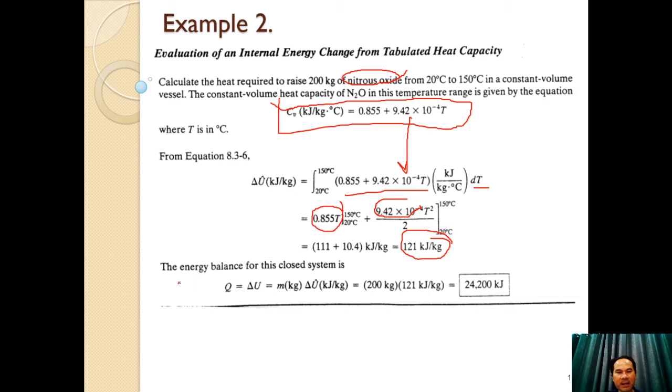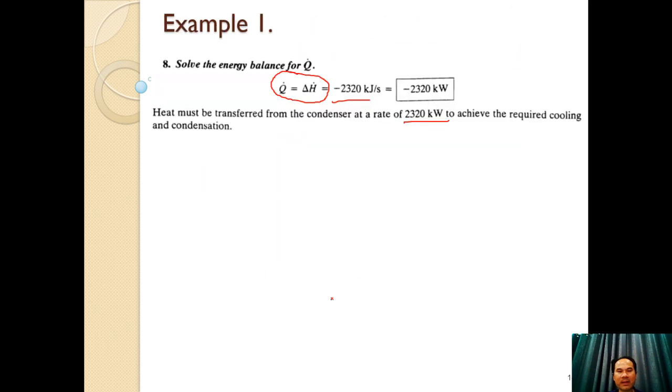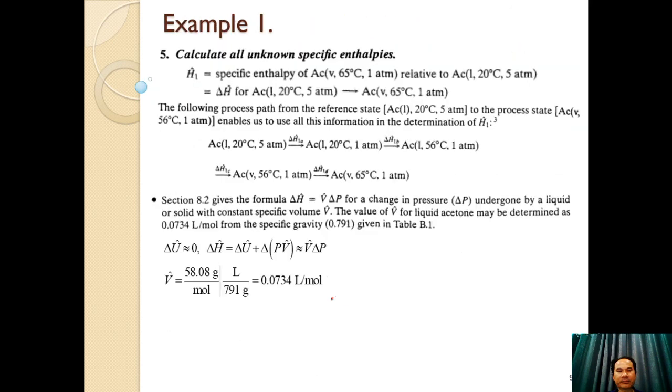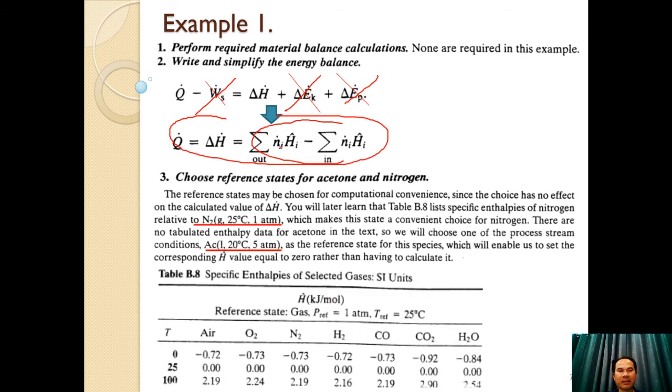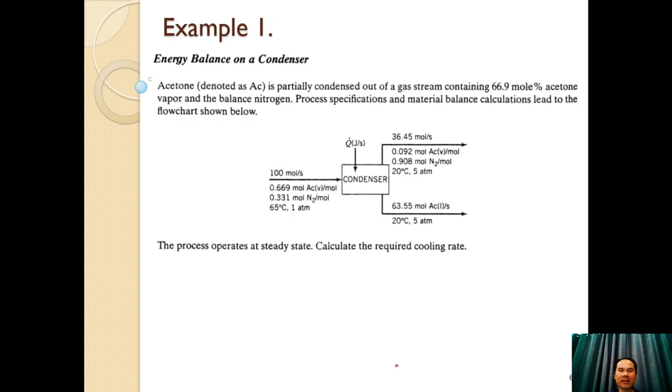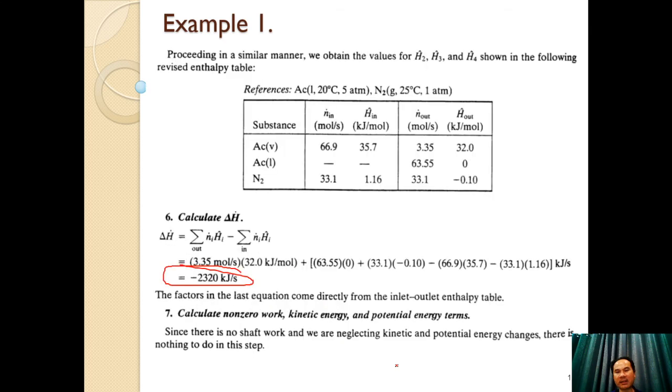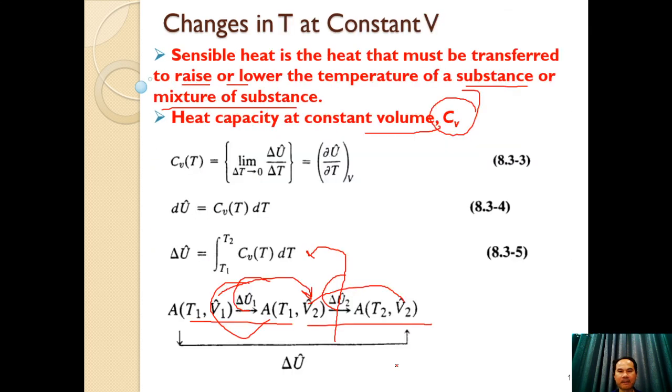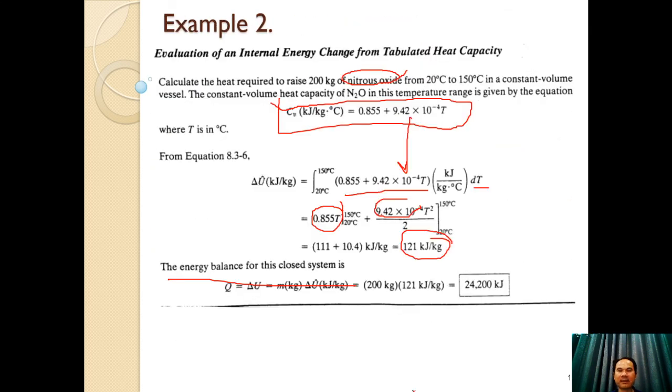And finally, the energy balance for a closed system. Not the one for open system. For a closed system, you use this. In this case, there is no work, no kinetic energy, no potential energy. Q equal to delta U. Q equal to delta U. You get the answer.